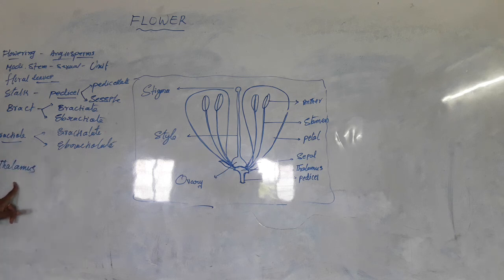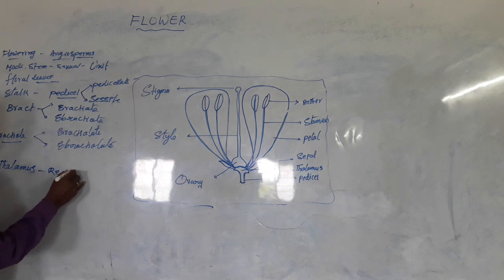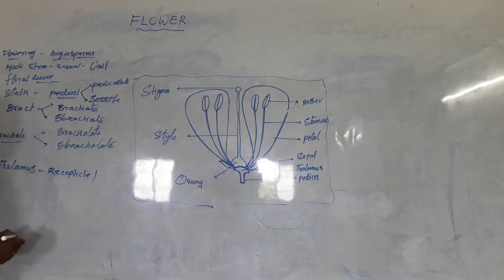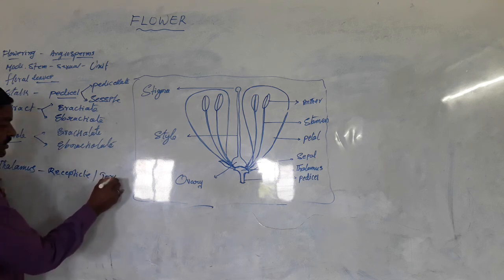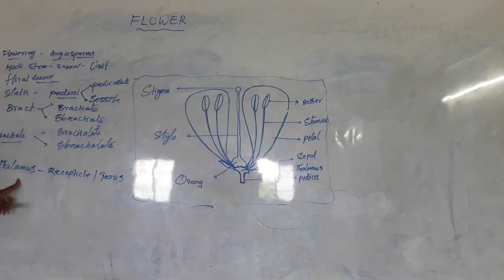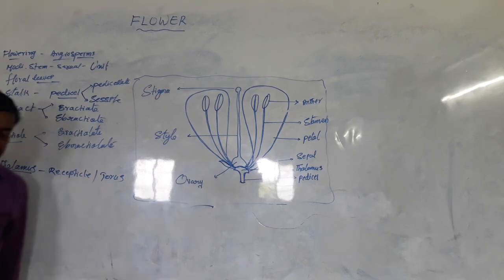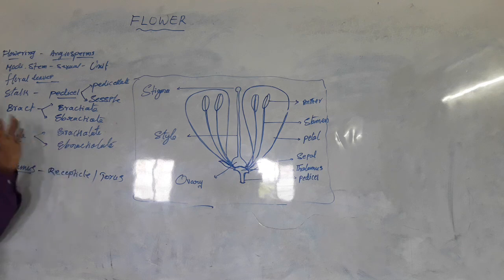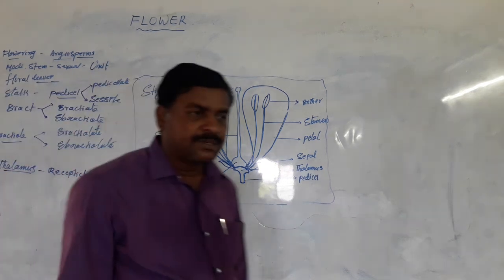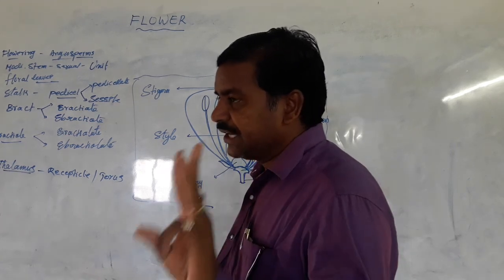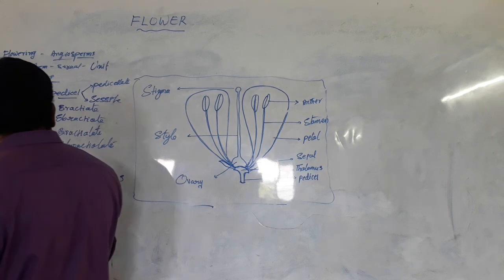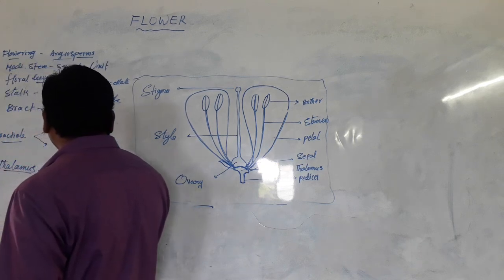The condensed disc-shaped apical part of the pedicel is called the thalamus. It is also called the receptacle, and also called the torus. The condensed apical part of the pedicel is called thalamus, also called receptacle and torus. This torus is represented by a total of 4 nodes and 3 internodes.